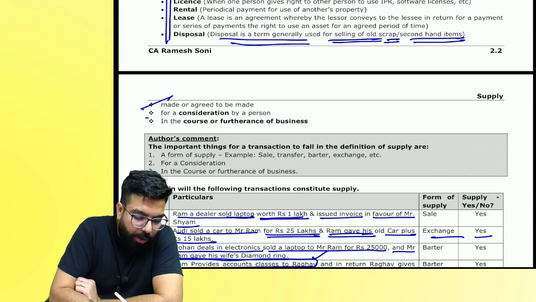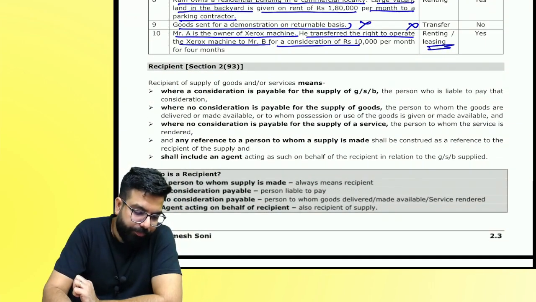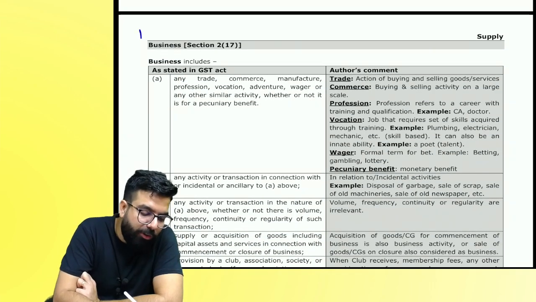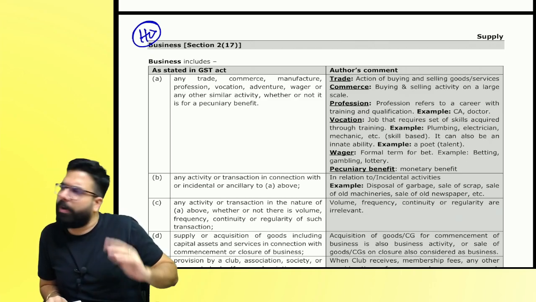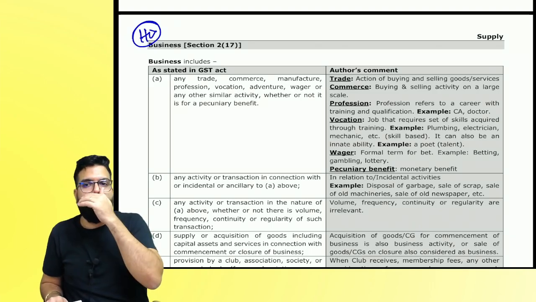All forms of supply for a consideration in the course of business, we understood. Recipient, I am yet to explain to you guys. Business, I want you to read as homework today. It will take some time to digest, but read. Today you'll read, tomorrow you'll read, day after tomorrow you'll read, you will understand. Can I go ahead, everyone?